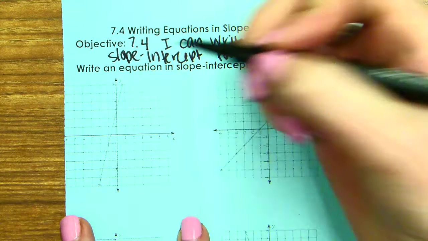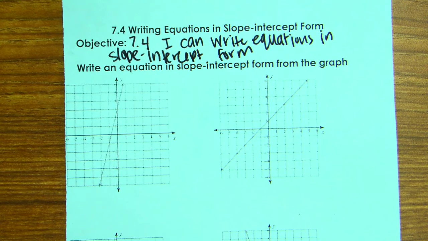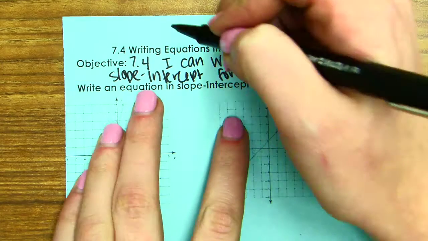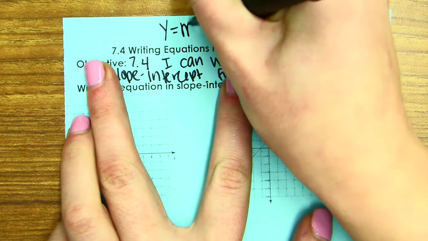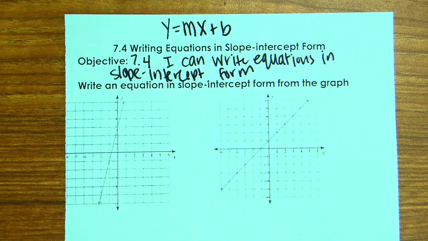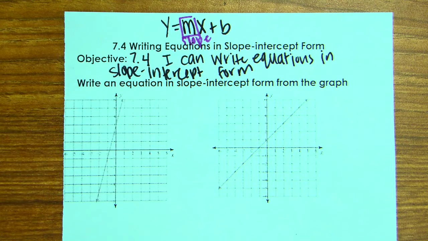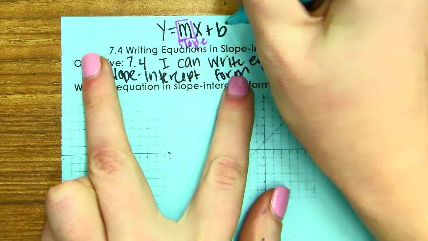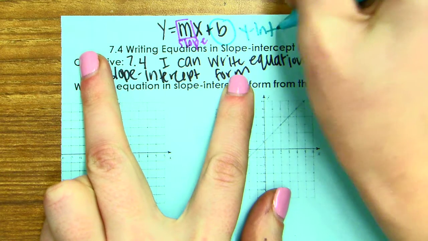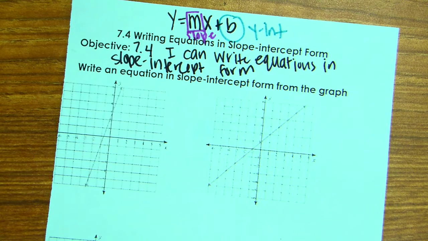The graphs are a little bit hard to read. You can read them a lot better on your own paper. For the first one, the first thing I'm going to do is write down slope-intercept form, which is y equals mx plus b, where m is the slope and b is the y-intercept. We're going to write an equation in that form for each of these graphs.